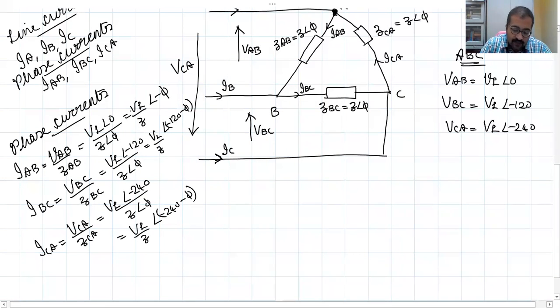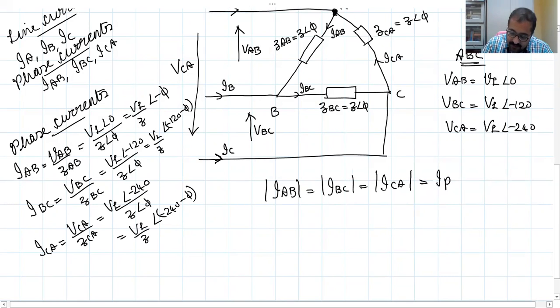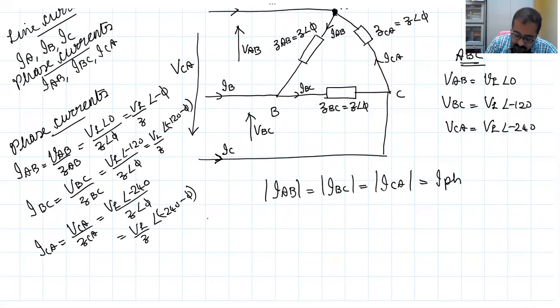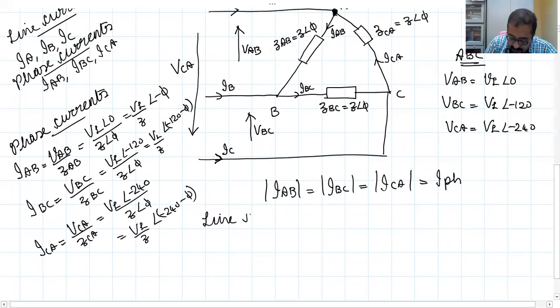One thing you can observe: what is the magnitude of the phase current IAB? VL by Z. The magnitude of IBC is VL by Z, and the magnitude of ICA is also the same. So the magnitude of IAB equals the magnitude of IBC equals the magnitude of ICA, which equals IPH, the phase current. We have seen that IAB, IBC, and ICA are the phase currents, and IA, IB, and IC are line currents. Now let us find the line currents.